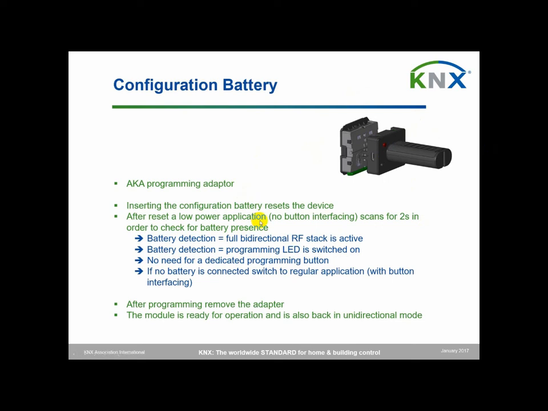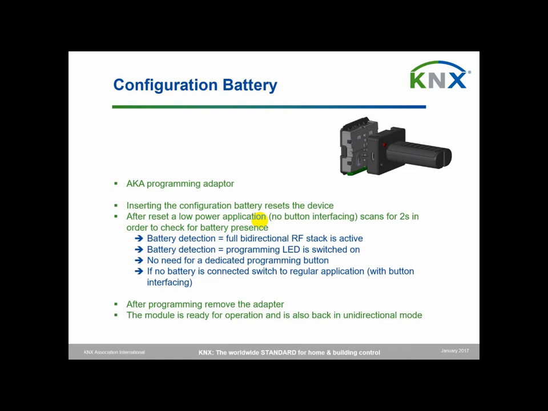When it is inserted into the device, it will reset the device. After this reset, the device will run a low power application. Low power application means there will be no button interfacing. This will go on for 2 seconds, and then the device knows, okay, it seems there is a battery present here. That means I have to put myself in full bidirectional mode. At the same time, the device will switch the programming LED on, so that it is clear to the user, yes, the device is in programming mode.